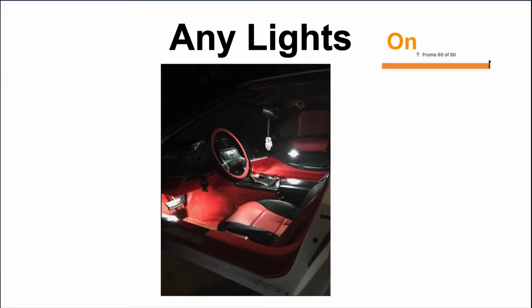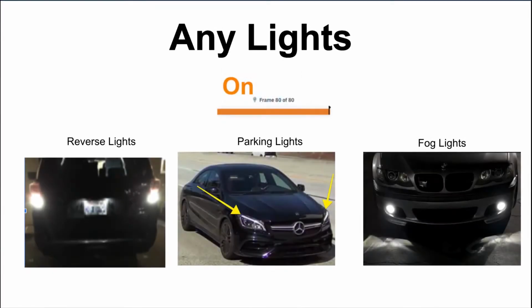Same thing with cabin lights or interior lights. If we see interior lights on, this is another example where we would select on for any lights. Same thing with reverse lights, parking lights, fog lights, any kind of light that we can find that's activated. That's how we will choose on for any lights.